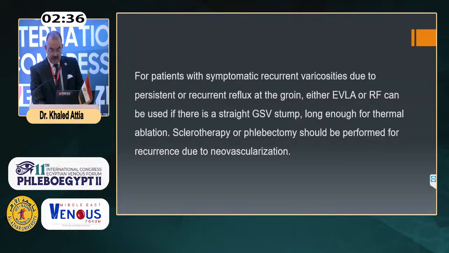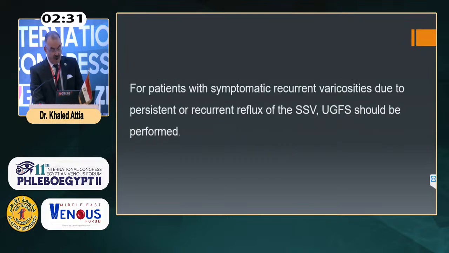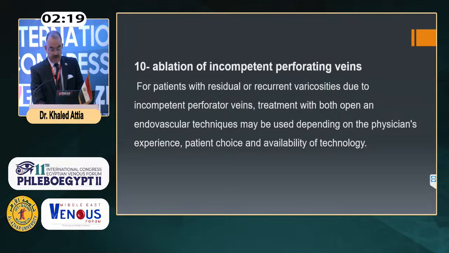Sclerotherapy or phlebectomies should be performed for recurrence due to new vascularization. For patients with symptomatic recurrent varicosities due to persistent or recurrent reflux of the small saphenous vein, ultrasound-guided foam sclerotherapy should be performed. Ablation of incompetent perforating vein. For patients with residual or recurrent varicosities due to incompetent perforator vein, treatment with both open and endovascular technique may be used depending on the physician experience, patient choice, and availability of technology.